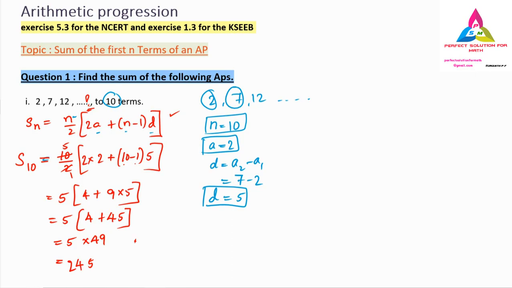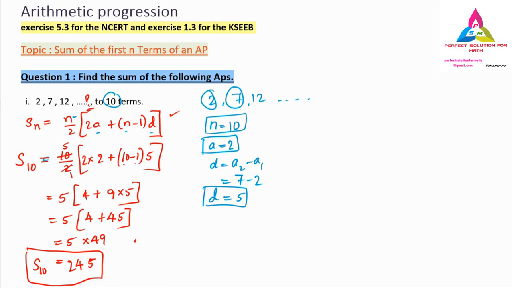If you want to find this calculation very easily, I will bring one more video for you, where you can multiply very easily and very quickly. So S10 is equal to 245. This is your answer. They told you to find the sum of the first 10 terms and you found that the answer is 245.